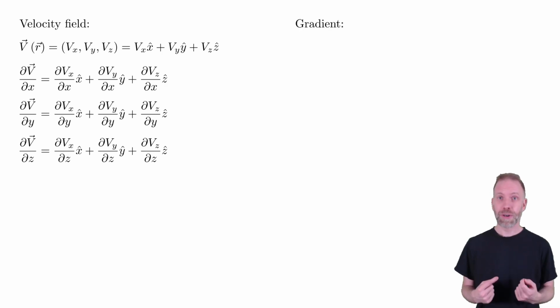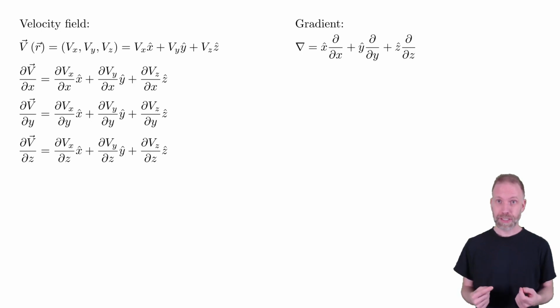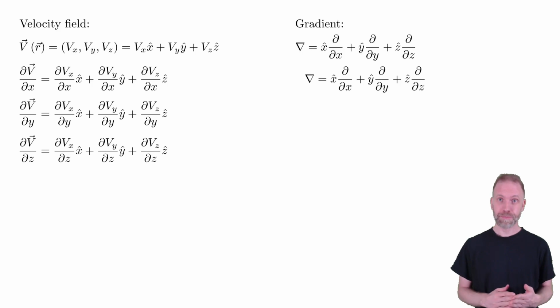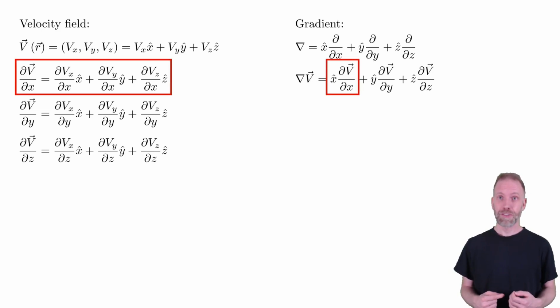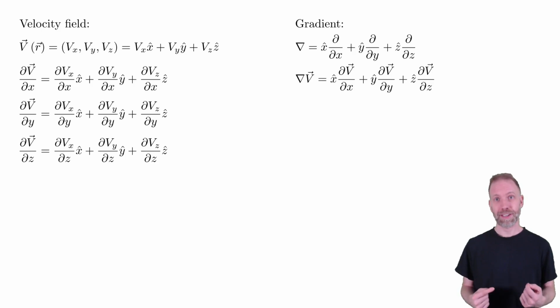Now, let us recall that the gradient operator is the partial derivative with respect to x in the x direction, with respect to y in the y direction, and z in the z direction. Let us apply this operator to the vector v. If you take a look at the x-hat term from the gradient, this term in itself is a full vector, as v is a vector. The y-hat and z-hat terms are also full vectors themselves.